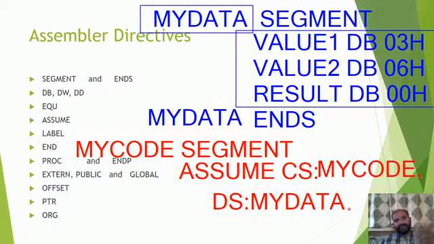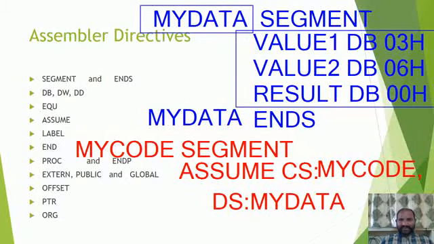Whatever name you are assigning to a particular logical segment, that is what you use. Okay now. So this is the ASSUME directive. We use ASSUME to inform the assembler which segment is treated as the data segment and which as the code segment. In order to inform that to the assembler explicitly, we are using the ASSUME directive.